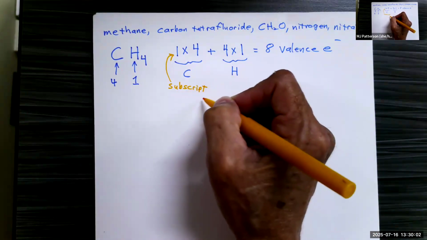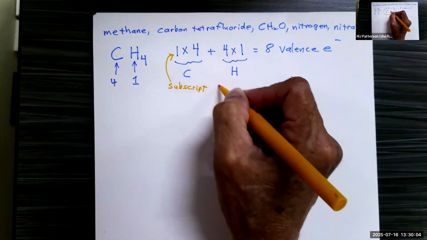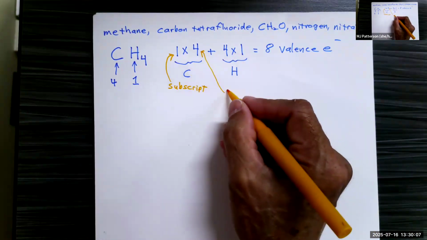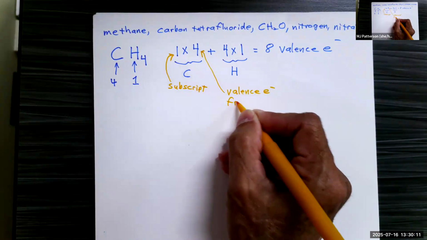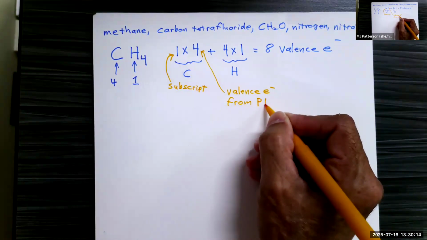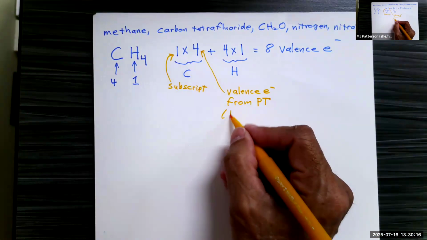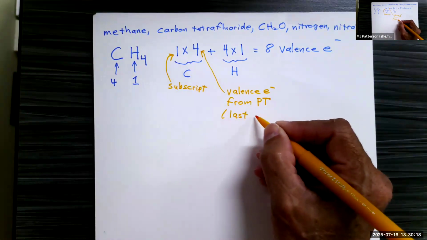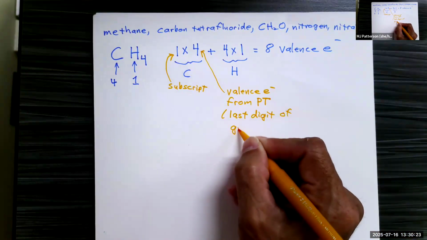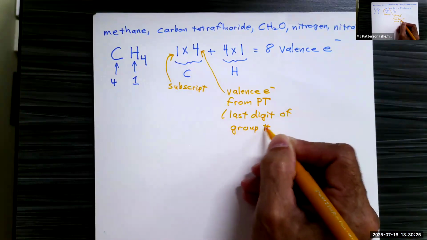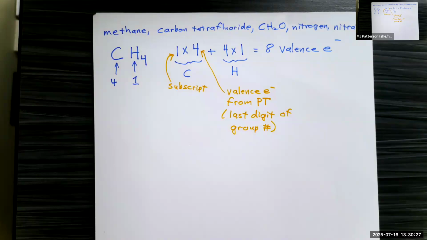And the second number is the number of valence electrons for the element from the periodic table. We're just looking at the last digit of the group number. So we've got 8 valence electrons. So back on that long list of procedures, that was step number 1.